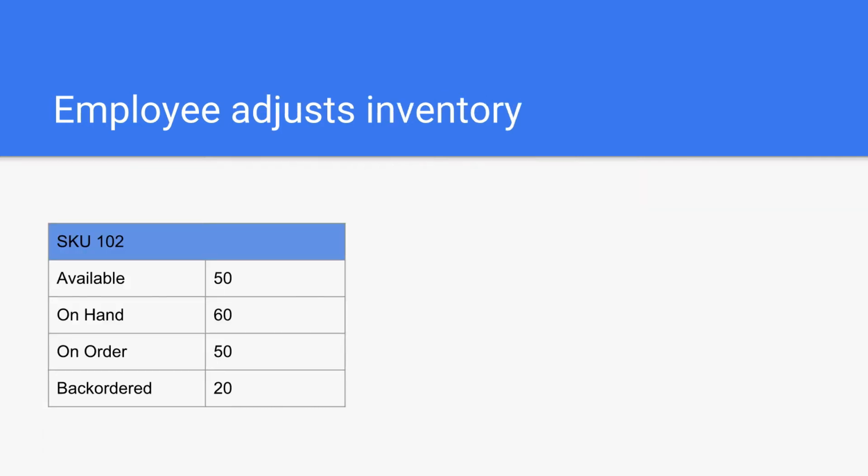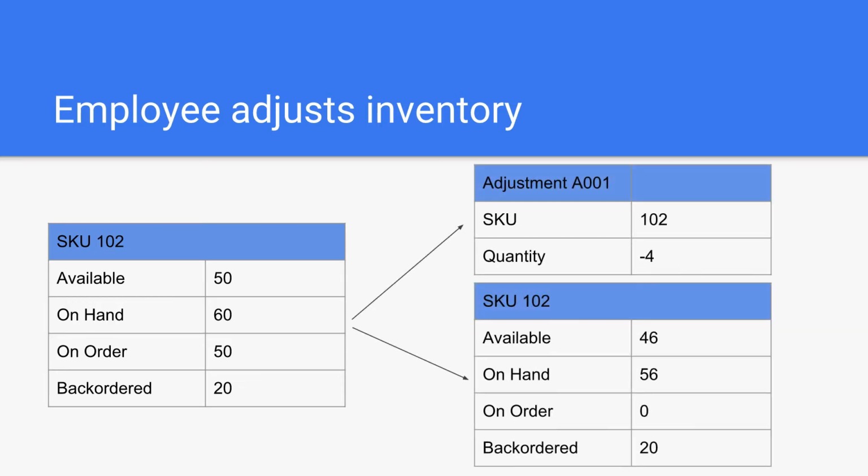If an employee adjusts the inventory, so this employee is coming in and doing a manual count and discovers that even though it says that we have 60 on hand, we only have 56 on hand. So the employee will decrement our available and on hand by 4, and it'll create an adjustment record just so that we have a record of what that count indicated.